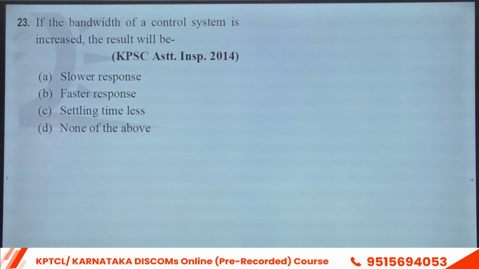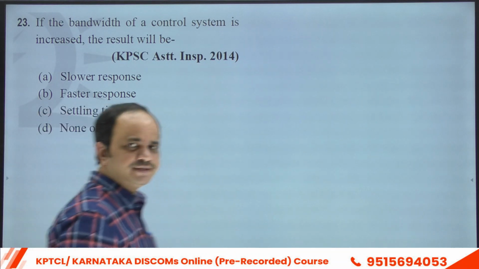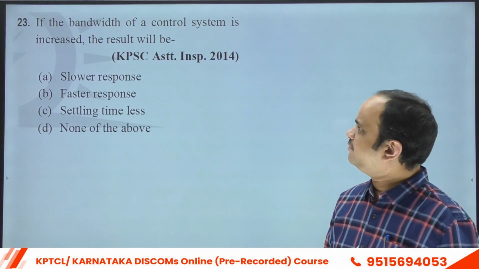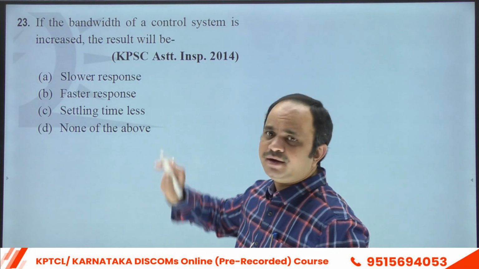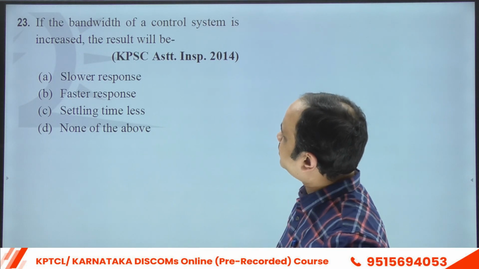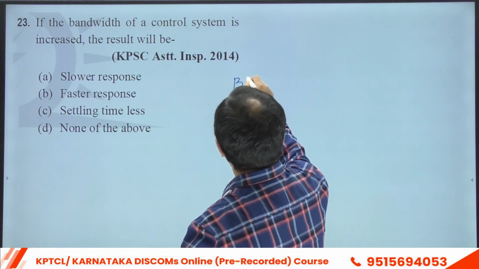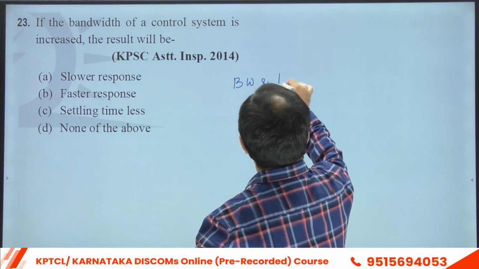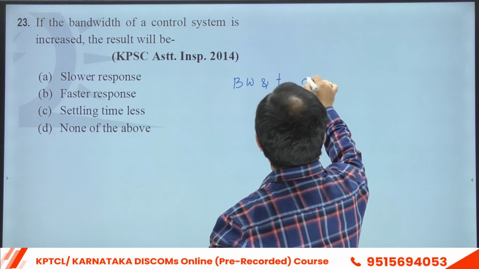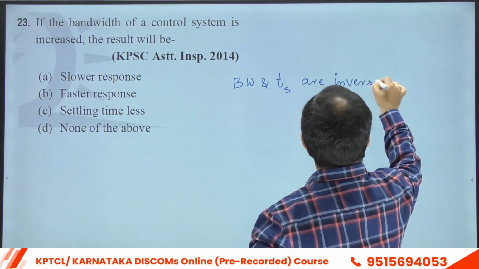Okay. Next question, if the bandwidth of a control system is increased, then what is the basic result? Now remember, bandwidth and settling time are inversely related.